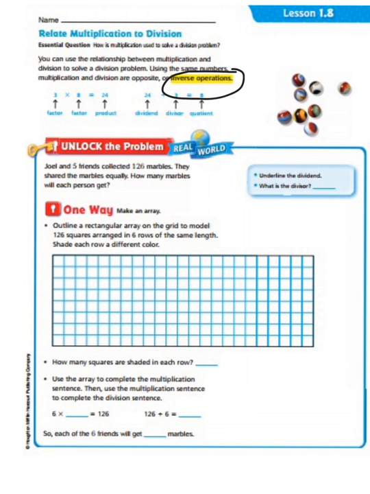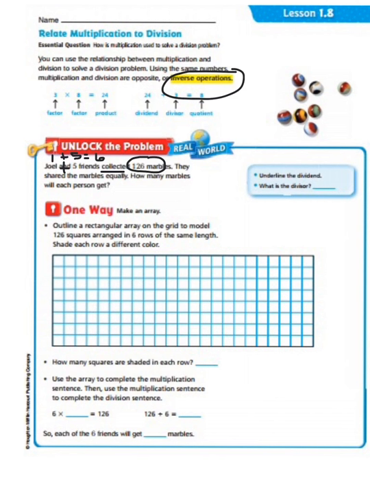It says Joel and. Remember that and typically means to add. So the very first thing we're going to have to do is Joel's going to be a person, and then he has 5 friends. So we need to add those two numbers together to get 6 people. Now, what did those 6 people do? Those 6 people collected 126 marbles.